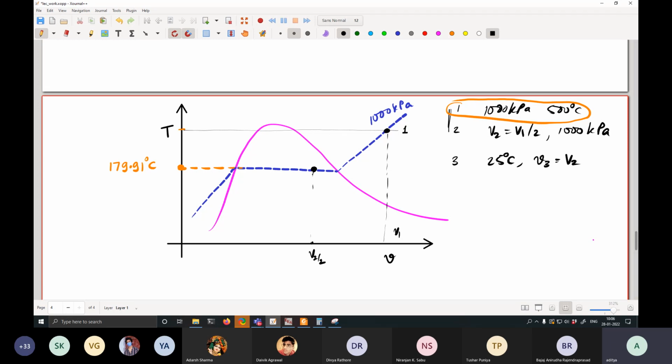And point 3, where will the process go? Half to the original volume? No, this is already done. This is already halved. Point 3 is not a volume halving process. No, sir, it is constant. So we have to draw what? Isochoric process. Very good. So it will go like this. This will be point 3.